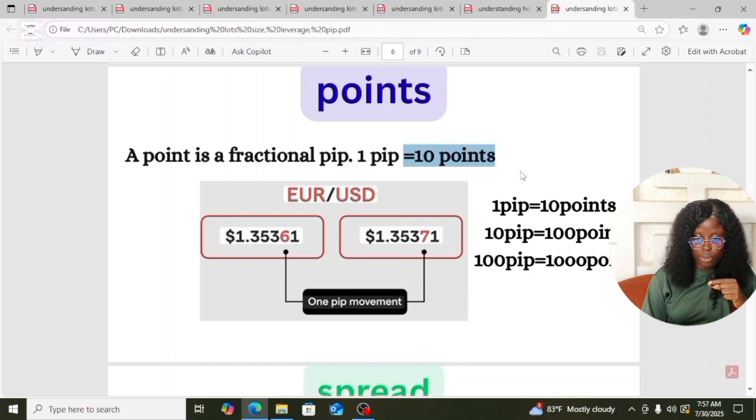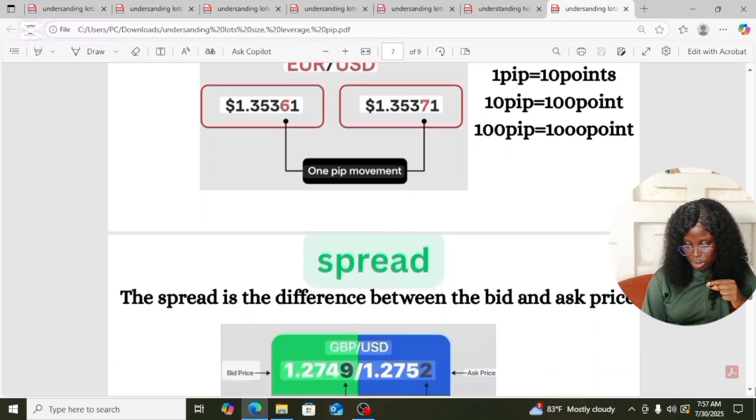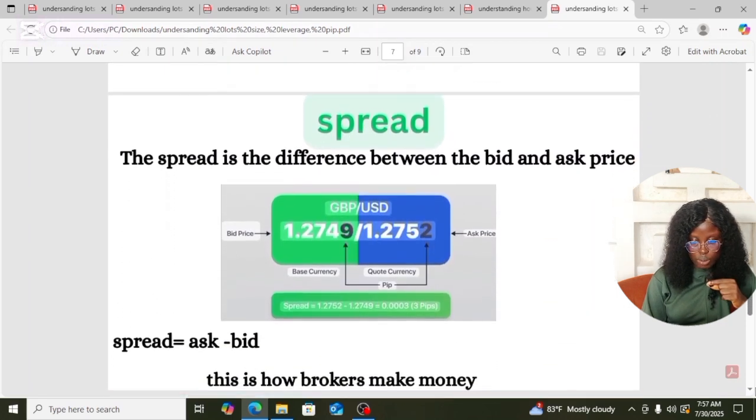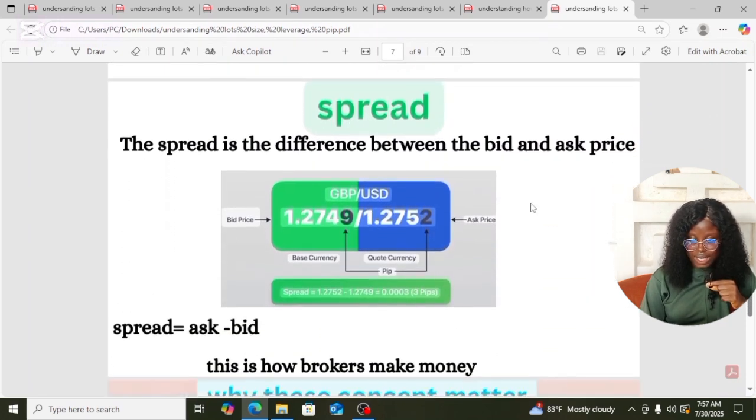Okay. So now we've already talked about the points and the pips. We talked about leverage and lot size. I hope I'm able to explain it. Please, I hope you are taking notes. Okay. So the next one is the spread. We've already spoken about this spread in the previous video, but it is reflecting again in this video.